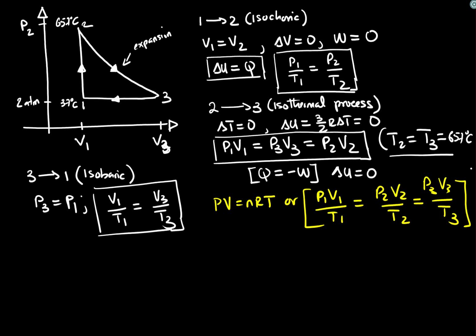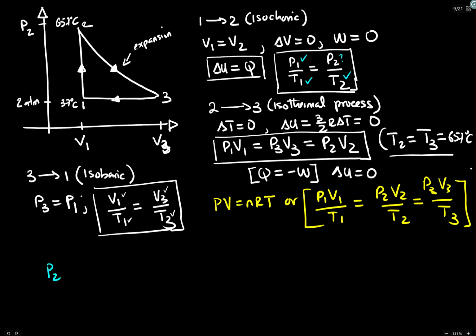So you shouldn't forget this particular law. It's very useful. Now, so how do we determine V3? We know T1, we know T3, we don't know V1, and we don't know V3, so we can begin by calculating V1. And how can we do that? If we look at what we have, P1 is given, T1 is given, we know T2, but we don't know P2. We can start by calculating P2, and that's easily achievable.